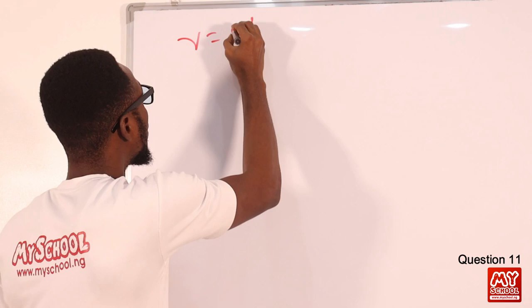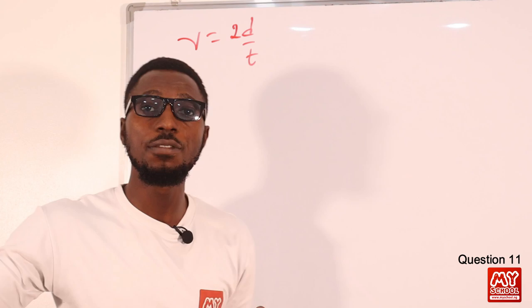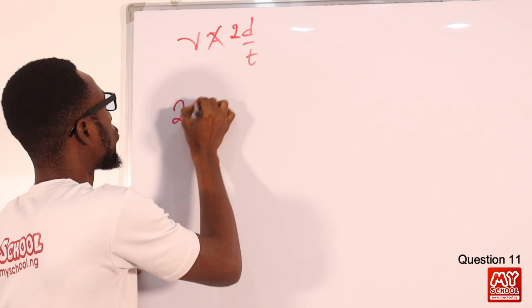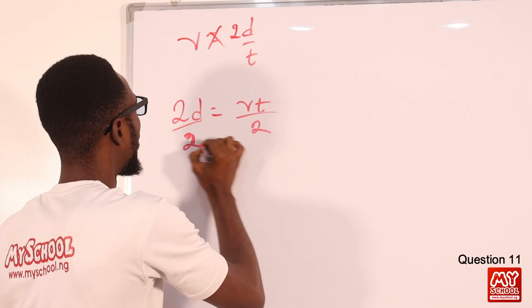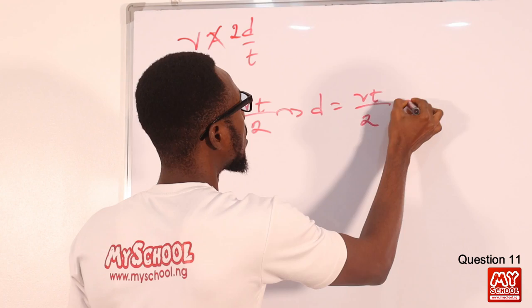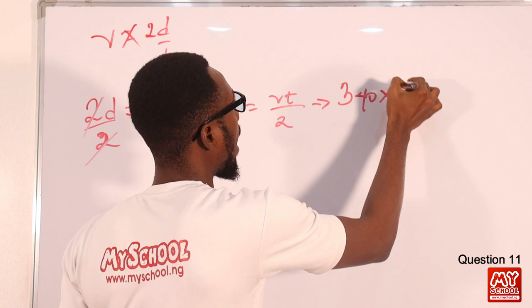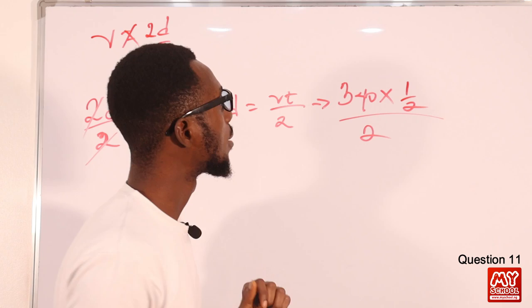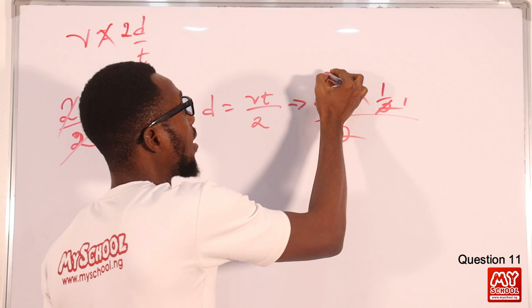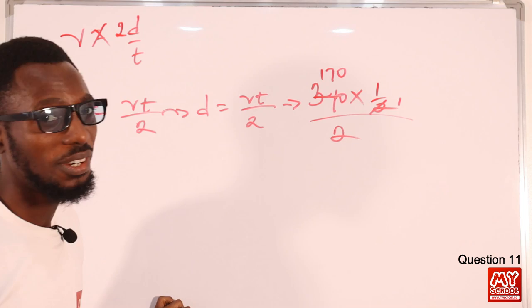So we're asked to find how far he is from the cliff. So that is the distance we're talking about. So when we cross multiply, I know that my 2d is actually vt. So dividing both sides by 2, right? So I should have my d equals vt over 2, which is actually my v, the speed, is actually 340, okay, times the t, the time, that is 0.5, right? That is 0.5 over 2, isn't it? So 0.5 times this is actually 170, yeah, 170, very well.